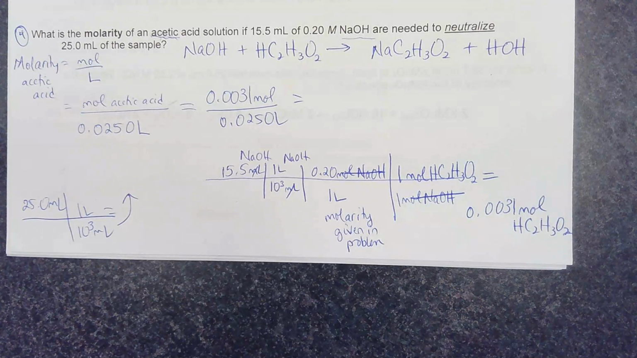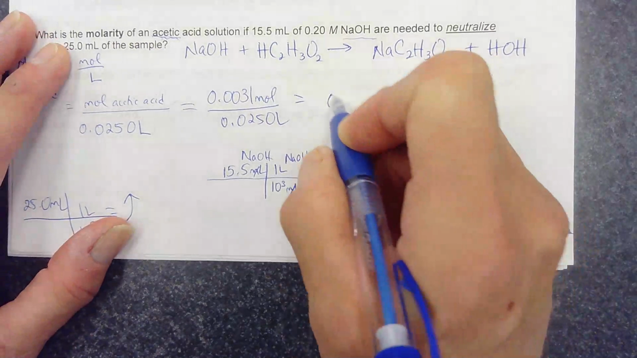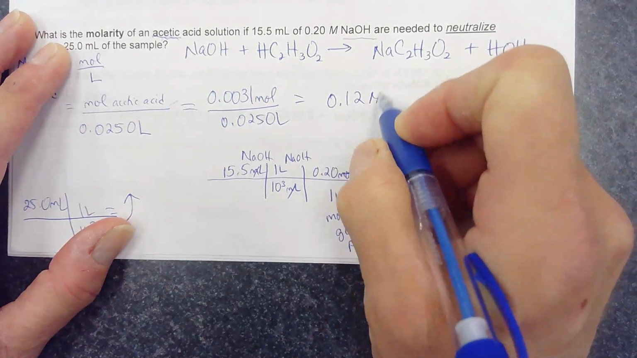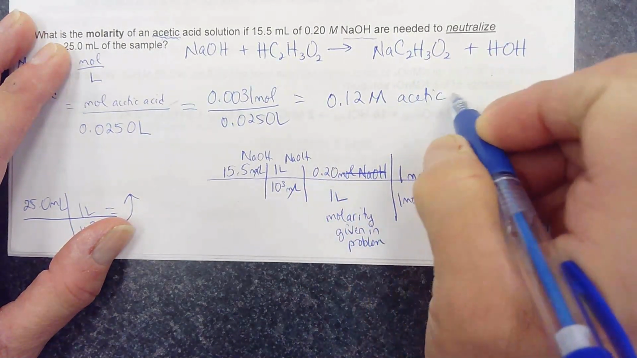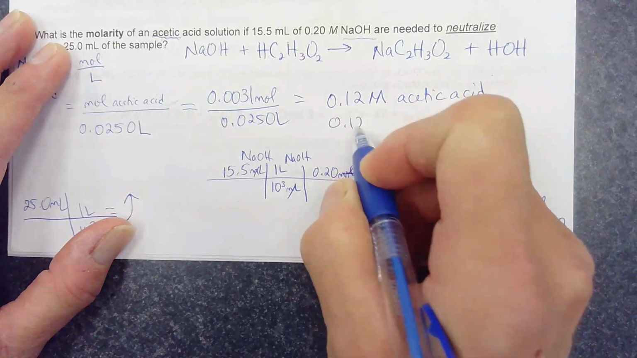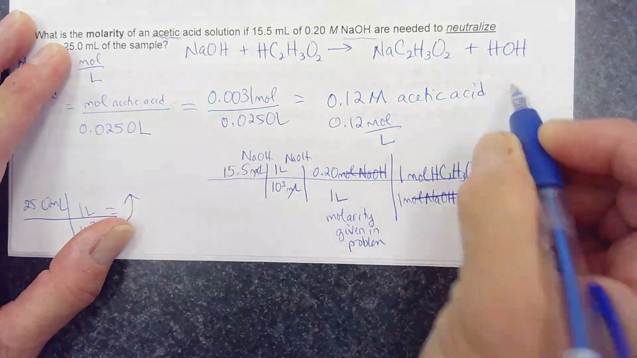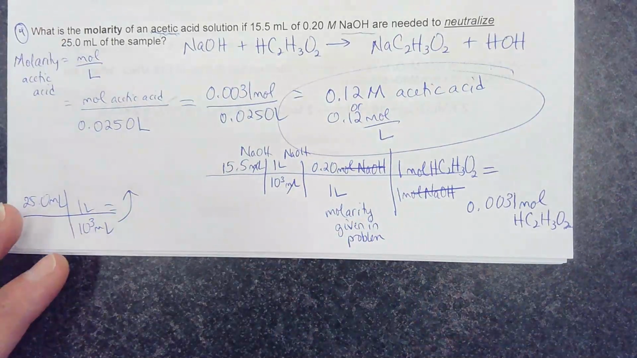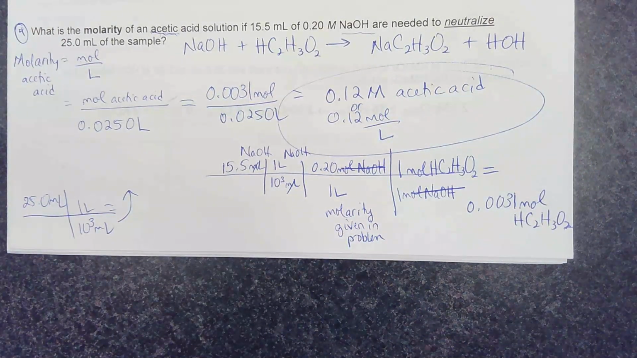Go ahead, how many? Go back to the original problem. Look at the words. 2. 0.20 is 2. So what's my final answer? 0.12 molar acetic acid. Or you could have put 0.12 moles per liter. It doesn't matter. Either one. Talk to me. Does that make sense? Yes.